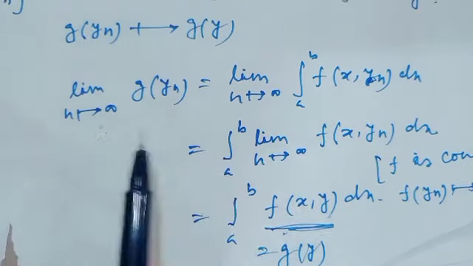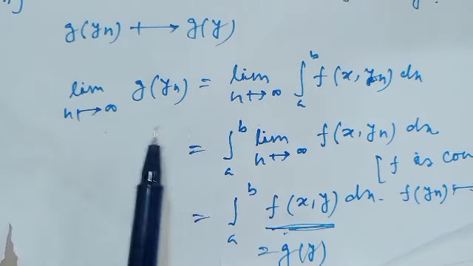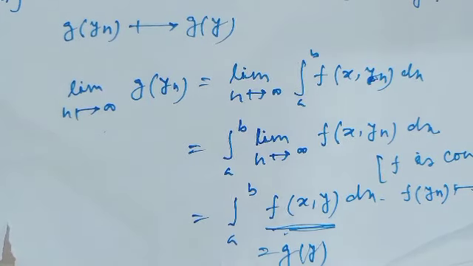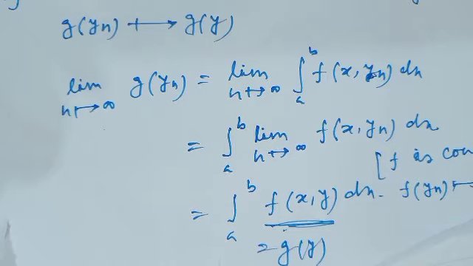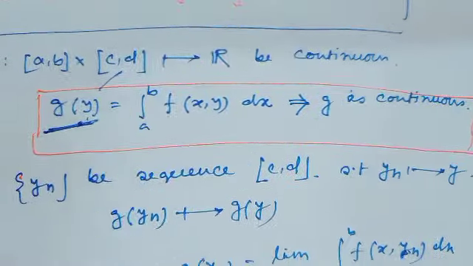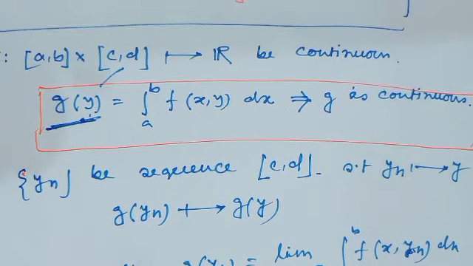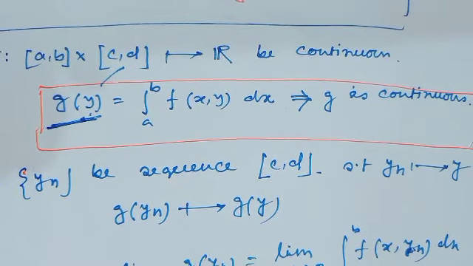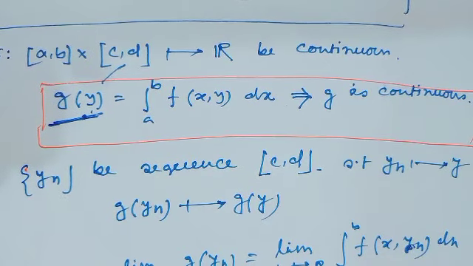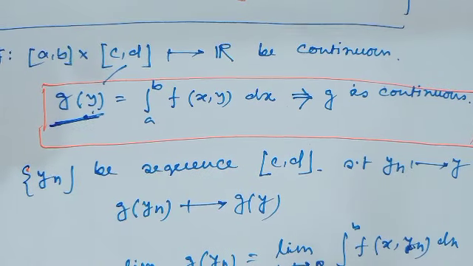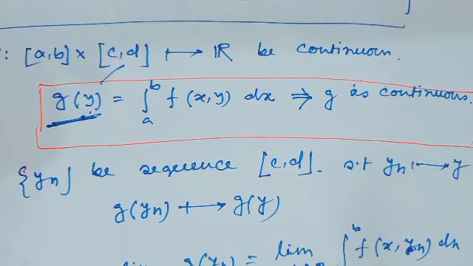That means limit n goes to infinity, g of yn goes to g of y. Therefore, our proof is done. By the sequential criterion we can tell our new function g is continuous. I hope all my viewers have understood this type of question. This type of question is actually very important for higher study.